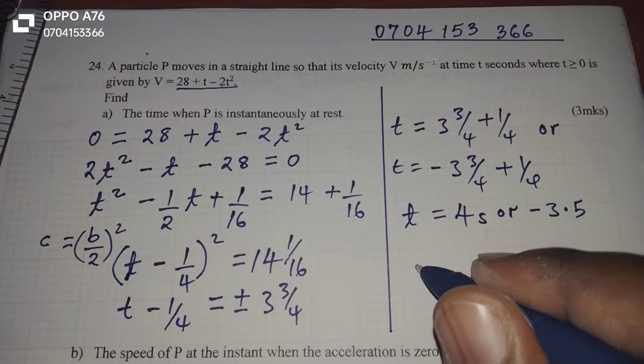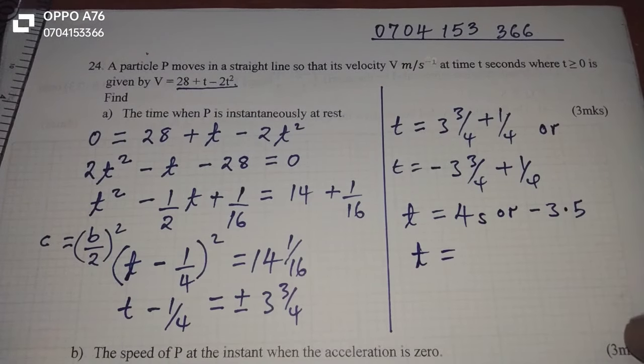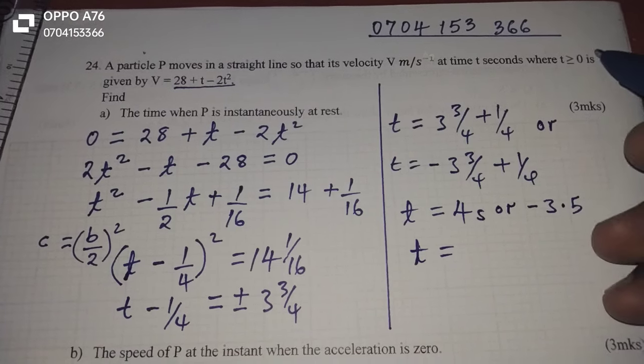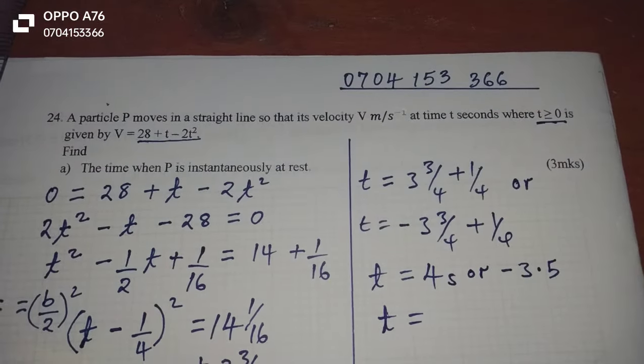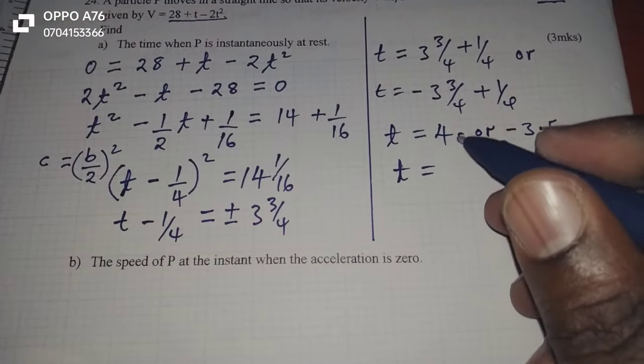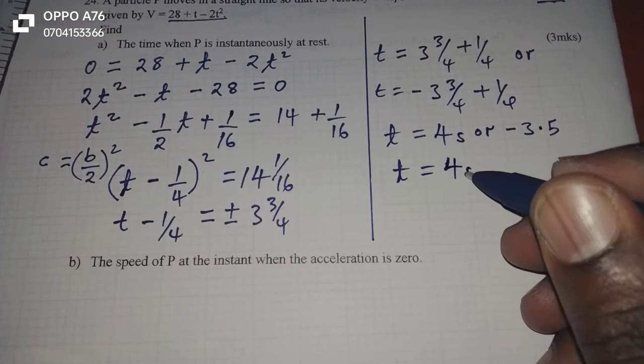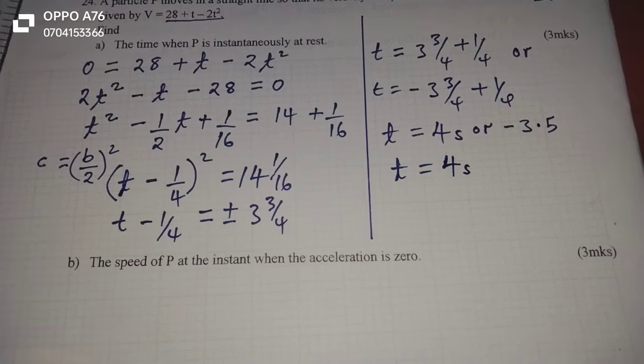And since we are dealing with time, and the examiner has already specified that t is either 0 or greater than 0, then at such a moment we'll have the value as 4 seconds.